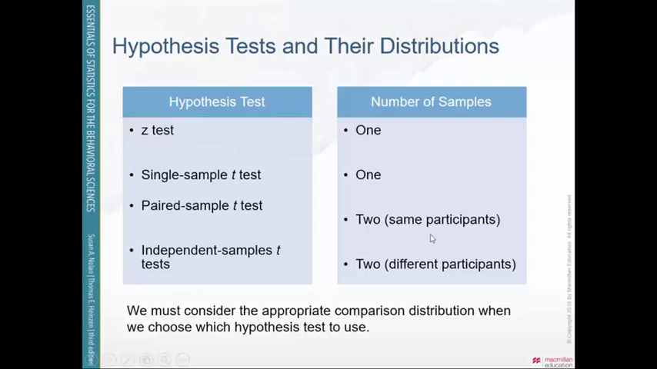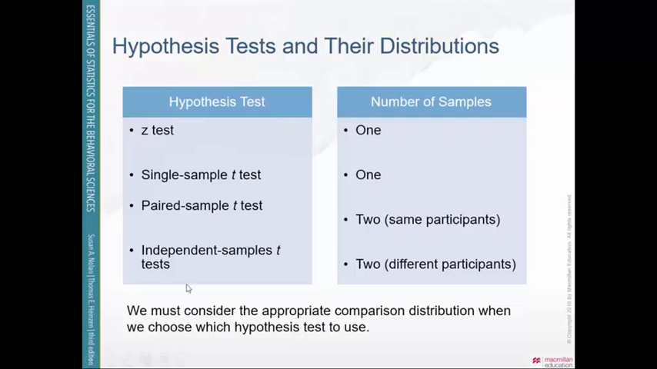Those 2 samples have the same participants, so you're basically doing kind of a before and after study or a pre-test, post-test study, where you test a group of participants, then you give them some kind of a treatment, and then you test them after the treatment. And if you recall, we calculated the difference scores between the pre-test and the post-test, and then did all of our statistics on those difference scores.